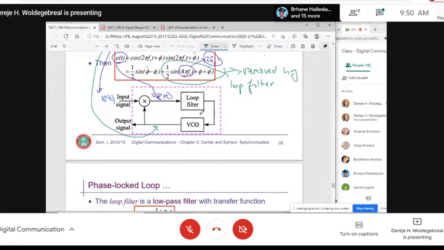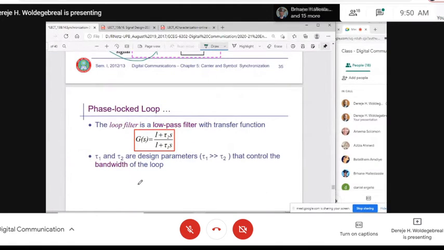Let's formally define the loop filter. Actually, the loop filter is a replacement to the integrator, which is a low pass filter, and this is a generalized expression for a low pass filter. For now, assume that this is 1 over 1 plus tau 1 of s. Okay?